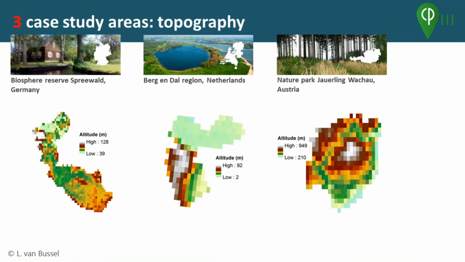In terms of the topography, Berg and Dal and Spreewald are very flat, with very low difference in altitude, which is in contrast to the nature park Jauerling-Wachau, where you have a mountain region and a valley. So here you have very low areas, and you have areas up in the mountains. But what all regions have in common is that they are influenced by a river. In the German case, it's the river Spree, and there are a lot of channels, a lot of waterways crisscrossing through the area because it's the delta region of this river Spree. In the Dutch region, you have the river Waal up here, and it's influencing the whole landscape. And then finally in Austria, you have the Danube River, which goes down here in the valley.